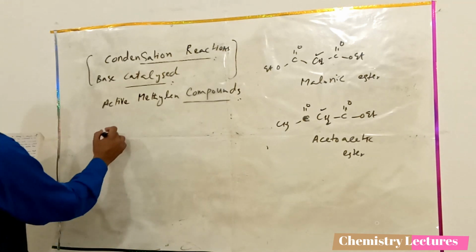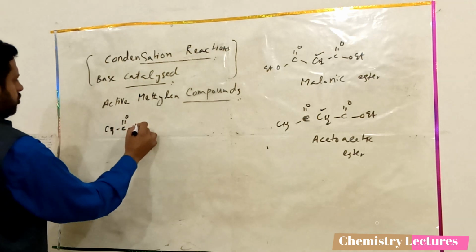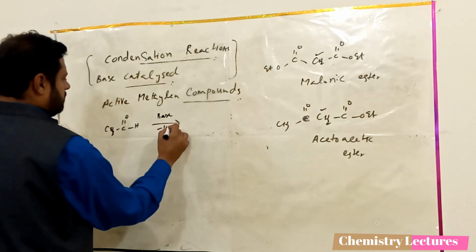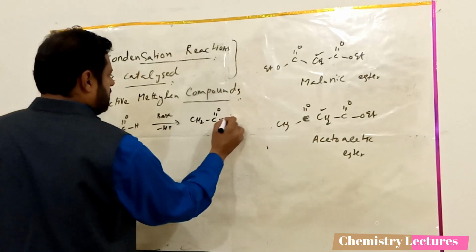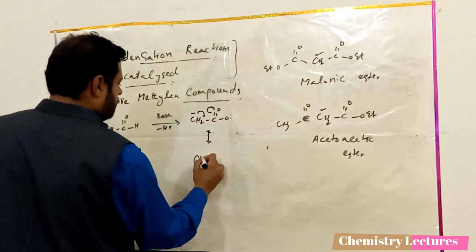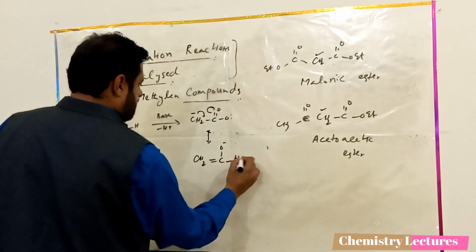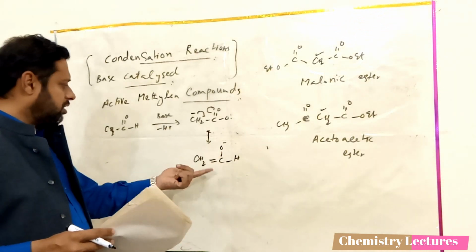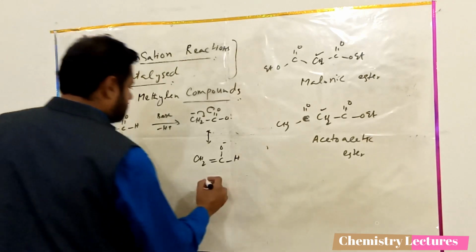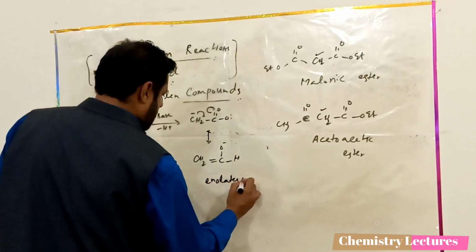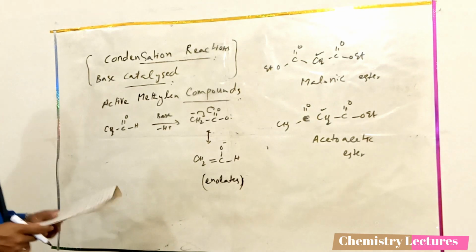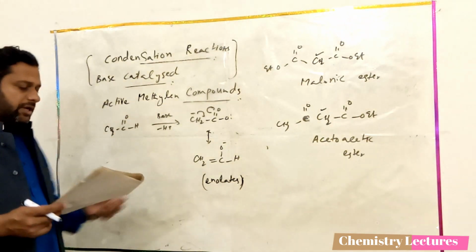Now, in active methylene compounds, when you remove the proton by using a base, minus H will be removed. So this active methylene compound has contributing structures. It means that the negative charge also comes on oxygen, not only on carbon. Due to this reason, these compounds are called enolates. Why? Because it has an ene and ol function, so active methylene compounds are also called enolates.